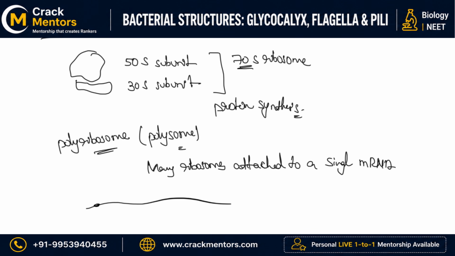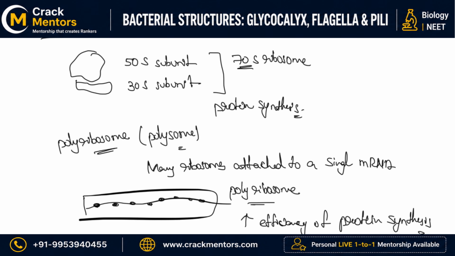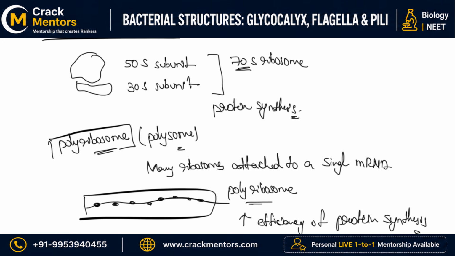When you have an mRNA, many ribosomes are attached to the single mRNA. This is known as a polyribosome. So what does this polyribosome do? A polyribosome increases the efficiency of protein synthesis. So now we have seen the ribosomes and polyribosomes.